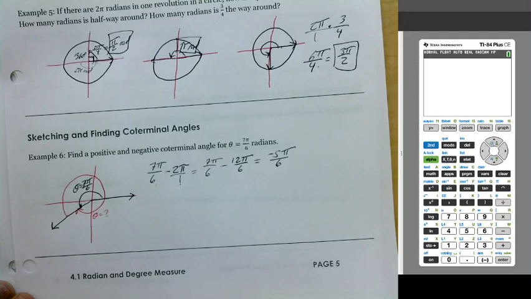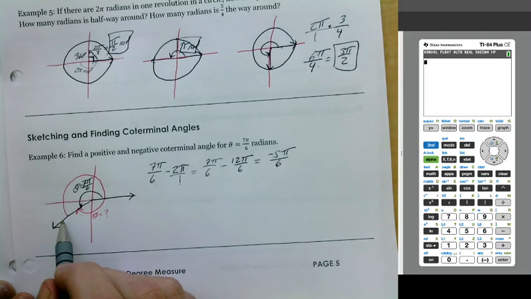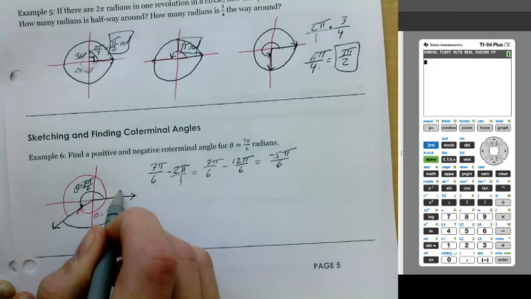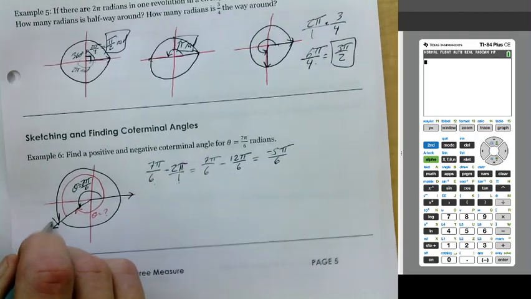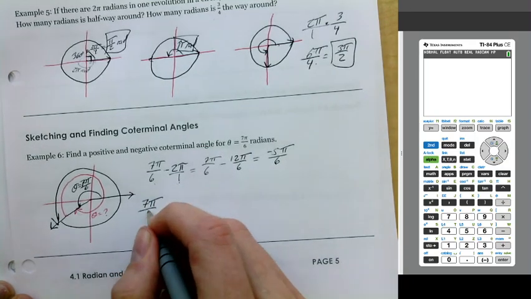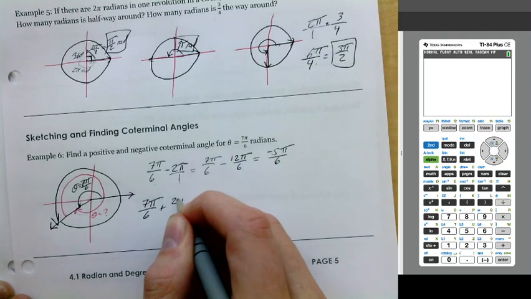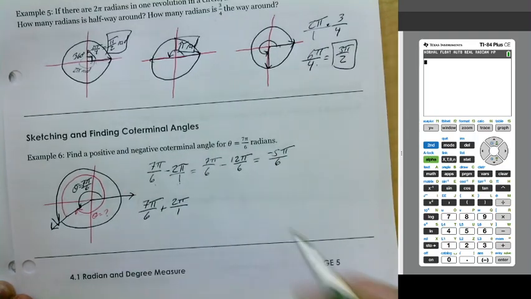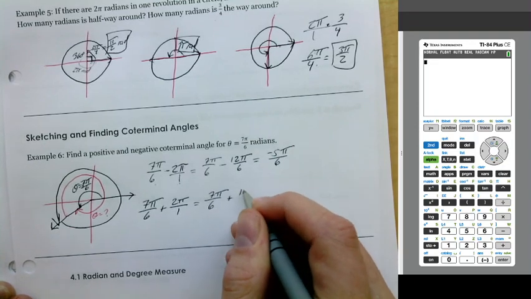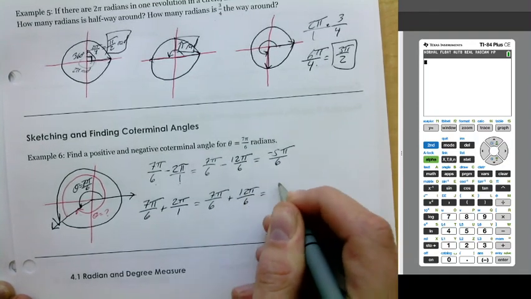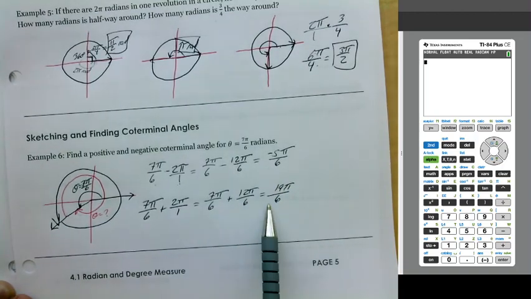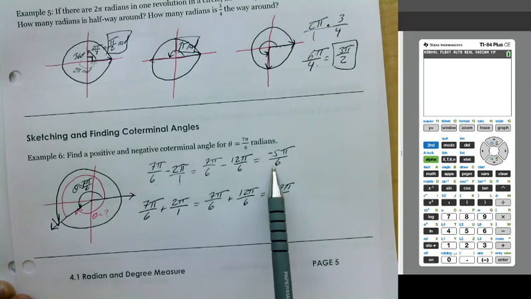To get a positive coterminal angle, we're going to do it the same way. We're going to start at 7 pi over 6, and instead of subtracting a revolution, we're going to add another one, because we want to become more positive here. So we start at 7 pi over 6 and add 2 pi. But again, when we add fractions, we need a common denominator. So this is equivalent to 7 pi over 6 plus 12 pi over 6, which is 19 pi over 6. So here's my positive coterminal angle, and here's my negative coterminal angle.